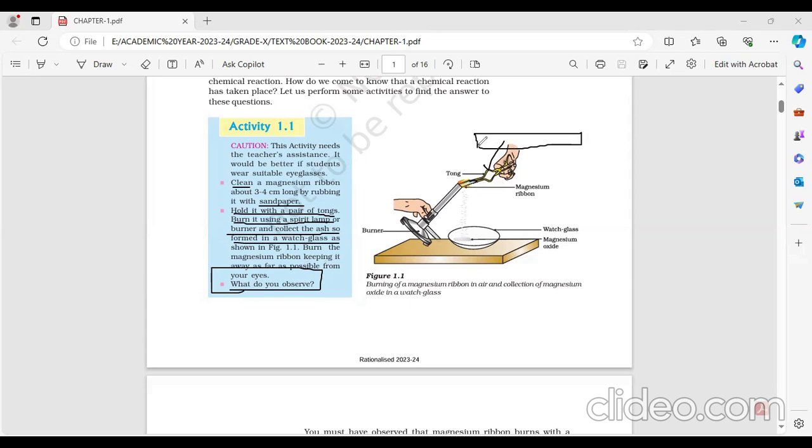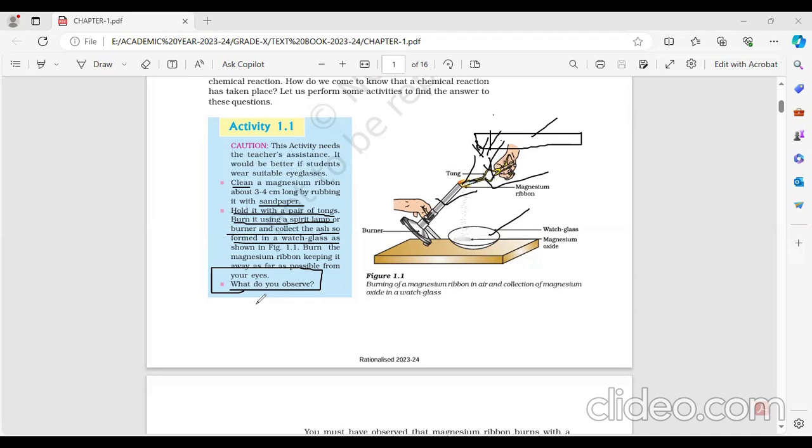Before going to do this activity, what do I need? I need a magnesium ribbon, a pair of tongs, a burner, and a watch glass. These are the minimum materials. First I should rub the ribbon. After rubbing it, using the pair of tongs, one end I'll hold, and then the other end I'll burn. So what happens when we burn the magnesium ribbon? See here.